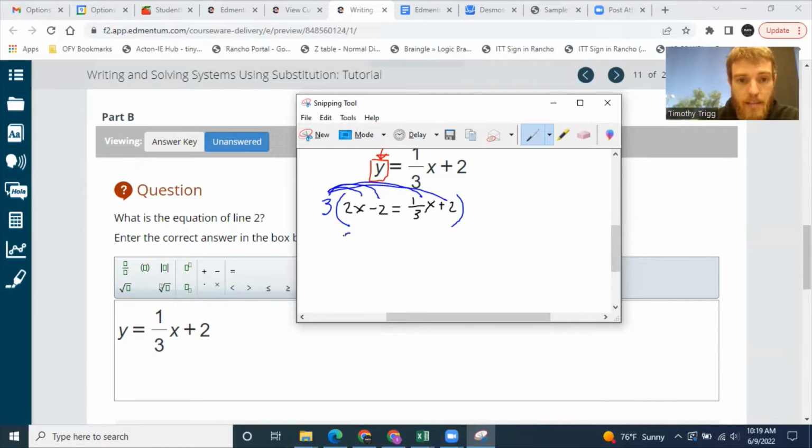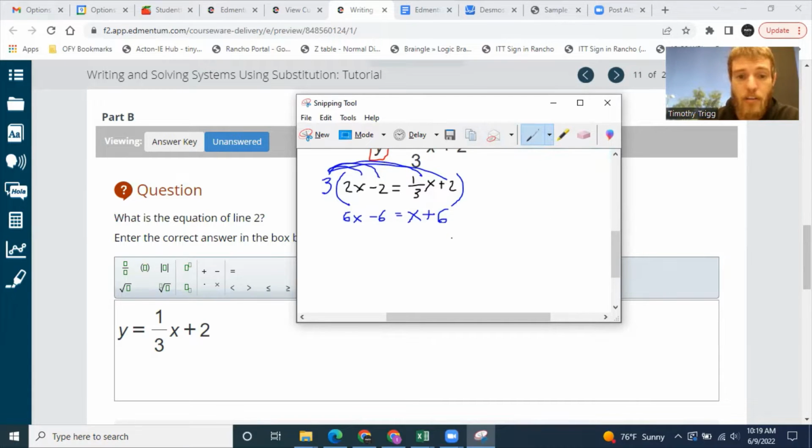So this becomes 6x minus 6 equals, now what happens when you multiply a whole number times a fraction? Remember, you multiply times the top, then divide by the bottom. So 3 times 1 is 3. 3 divided by 3 is 1. So that's just 1x. I could just write it as x. And then plus 6. Now this equation looks much easier to deal with because we don't have any fractions.